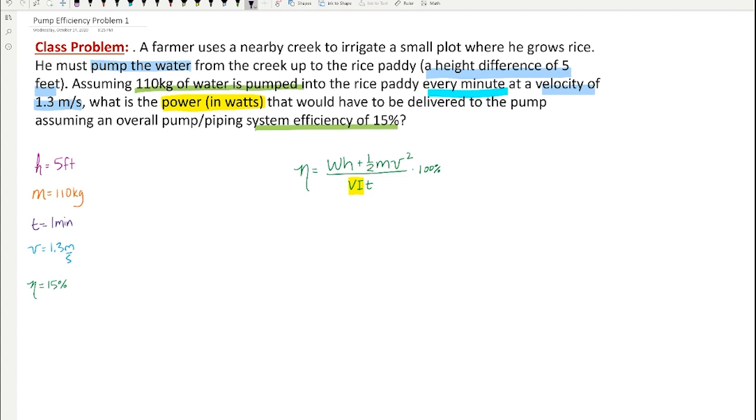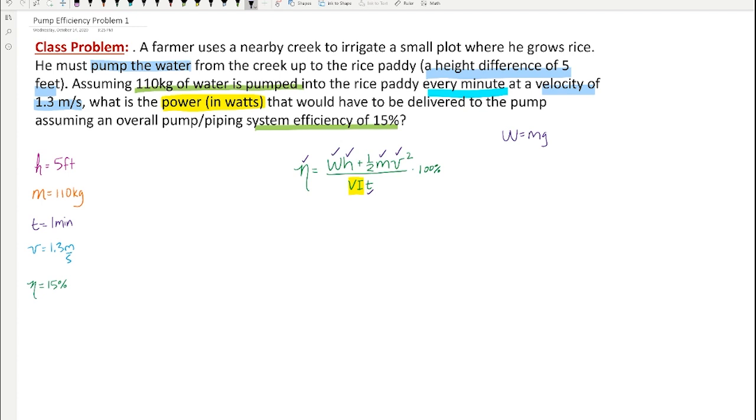So now let's look at the other terms to see what we have and what we need. Looking at weight, remember that weight is equal to mass times gravity. Mass is given to us in the problem, which is 110 kilograms. Gravity is a known quantity. So I know I have my weight. Height was given to me as 5 feet, so I have my height. Mass again was given, and velocity was also given, 1.3 meters per second. V times I is what I'm trying to find. The time was given to me as 1 minute, so I have time. And the other term in this equation is efficiency, which was also given to me. So I have all the components I need in order to solve for voltage times current, which is power.